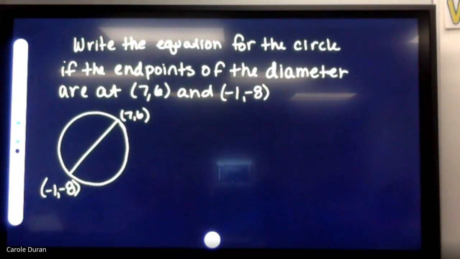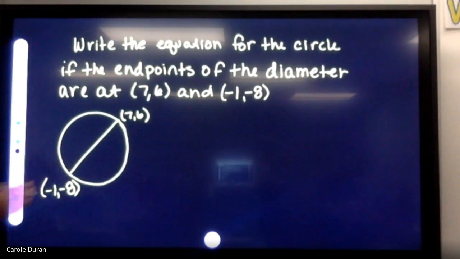I know in order to write the equation, I need to know the radius and I need to know the center. Right now, I have none of that information. So I like to start with the center because that's going to be the easiest one to find from here. What do I know about the diameter of a circle? It goes through the center and it cuts all the way across.